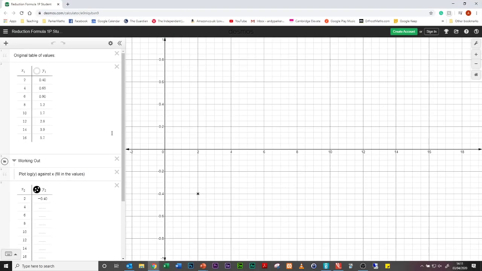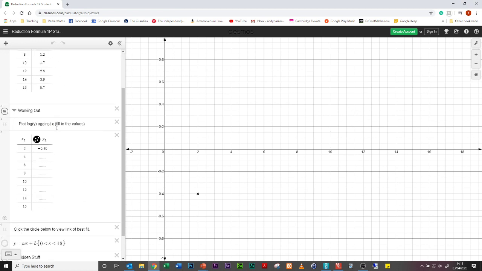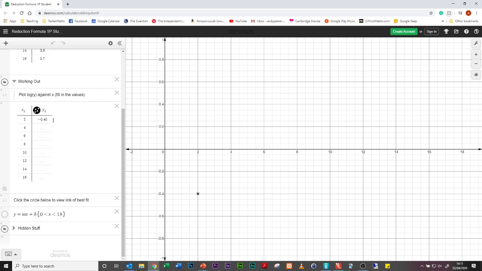Okay, you'll get a page that looks something like this. I've put in all the y values here. I've filled in one of the log y values. You need to plot your log y values in here. That will make them appear on this graph here. Once you've done that, click this button here and it will draw a line of best fit for your points.